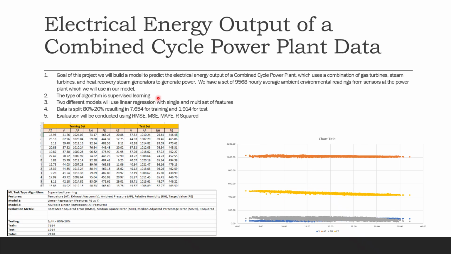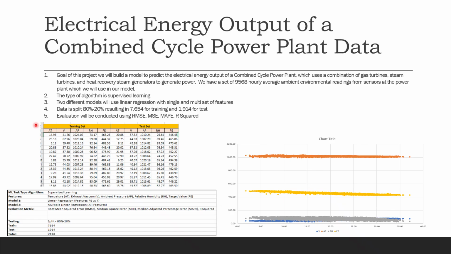The type of algorithm that we're going to be using is supervised learning. And I will be doing the analysis on two different models, both using linear regression, one with a single feature value and one with a multi-set feature value. Our test data split will be 80-20, so 80% representing training data and 20% representing test data. And then later on, our evaluation will be conducted using these metrics here below.